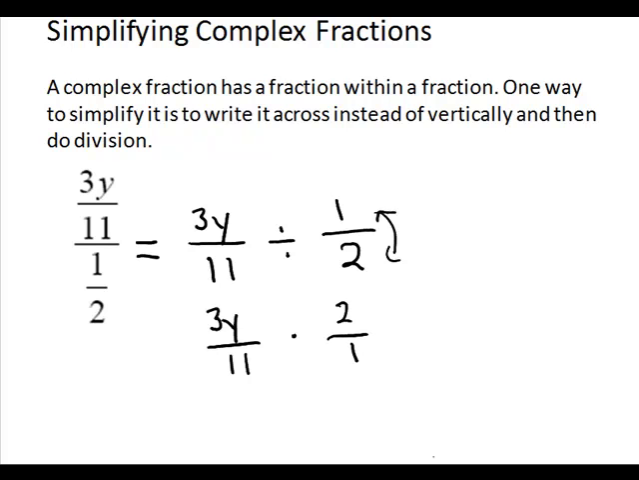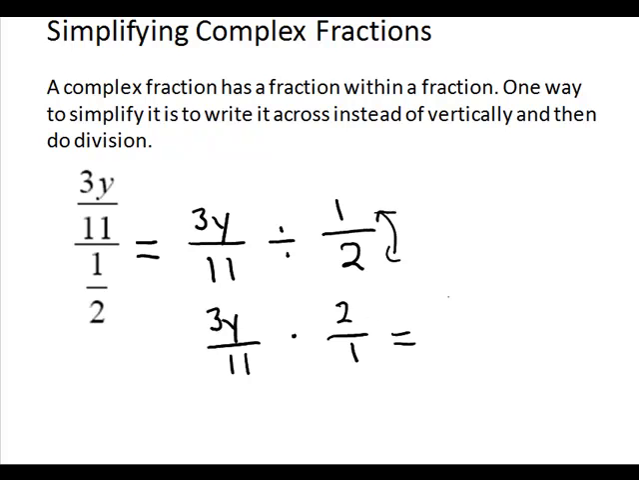Once we're in multiplication form, that's where we can try to cancel on the diagonal. On this diagonal, 3y and 1, they only have 1 in common, which doesn't help. On the other diagonal, 2 and 11 have nothing in common. They're both primes. And so we're ready to go ahead and multiply numerators.